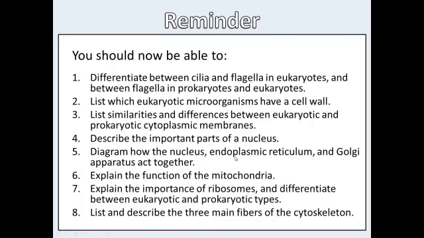Describe how the nucleus, endoplasmic reticulum, and Golgi apparatus act together. Explain the function of the mitochondria. Explain the importance of ribosomes and differentiate between eukaryotic and prokaryotic types. And list and describe 3 main fibers of the cytoskeleton.